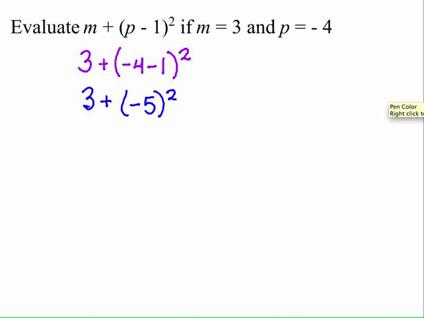Order of operations states I do what next? Exponents. So -5 squared will give me 25. Why is it not -25? Two negatives equal positive, because it's -5 times -5. So then last but not least, 3 plus 25 is 28. Questions on that?